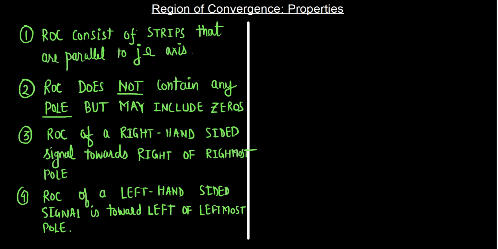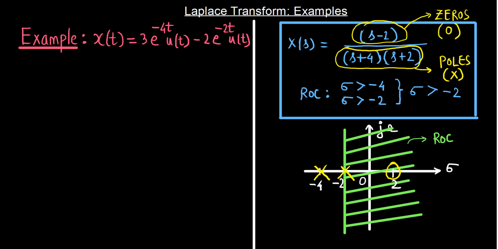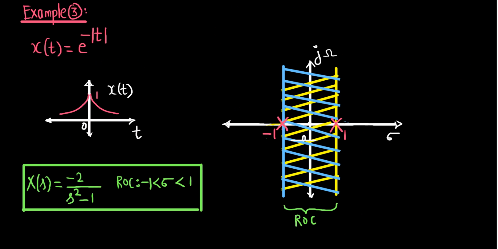So that is what are called the properties of region of convergence. Now instead of this, if we have a signal that is both sided, as you can see from this example, or two-sided we can say, then the region of convergence is a kind of strip, a strip that includes the j omega axis. So let me write that.